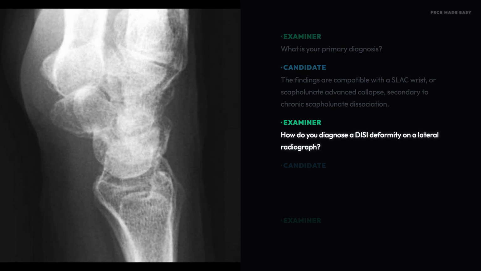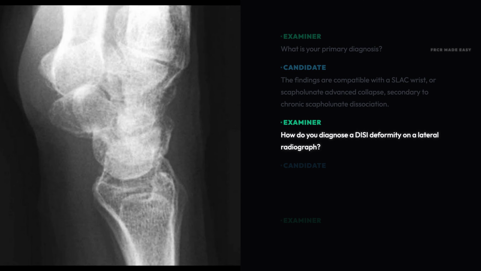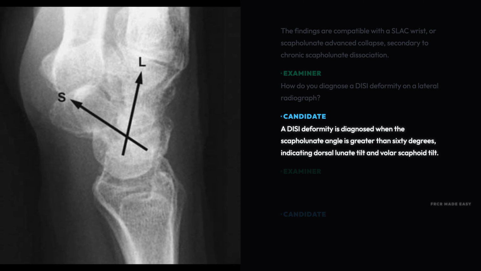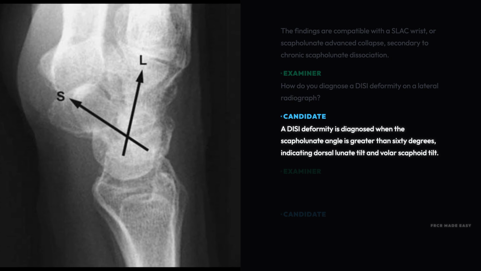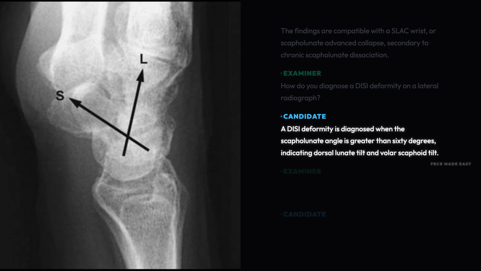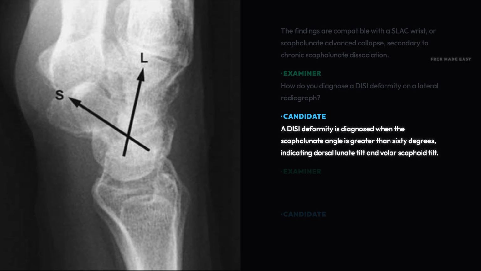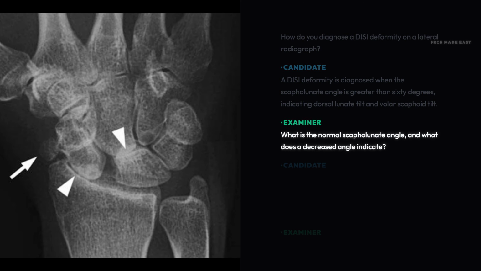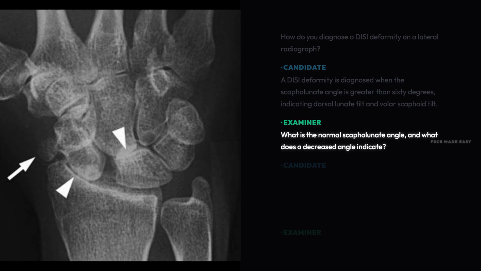How do you diagnose a DISI deformity on a lateral radiograph? A DISI deformity is diagnosed when the scapholunate angle is greater than 60 degrees, indicating dorsal lunate tilt and volar scaphoid tilt. What is the normal scapholunate angle, and what does a decreased angle indicate?